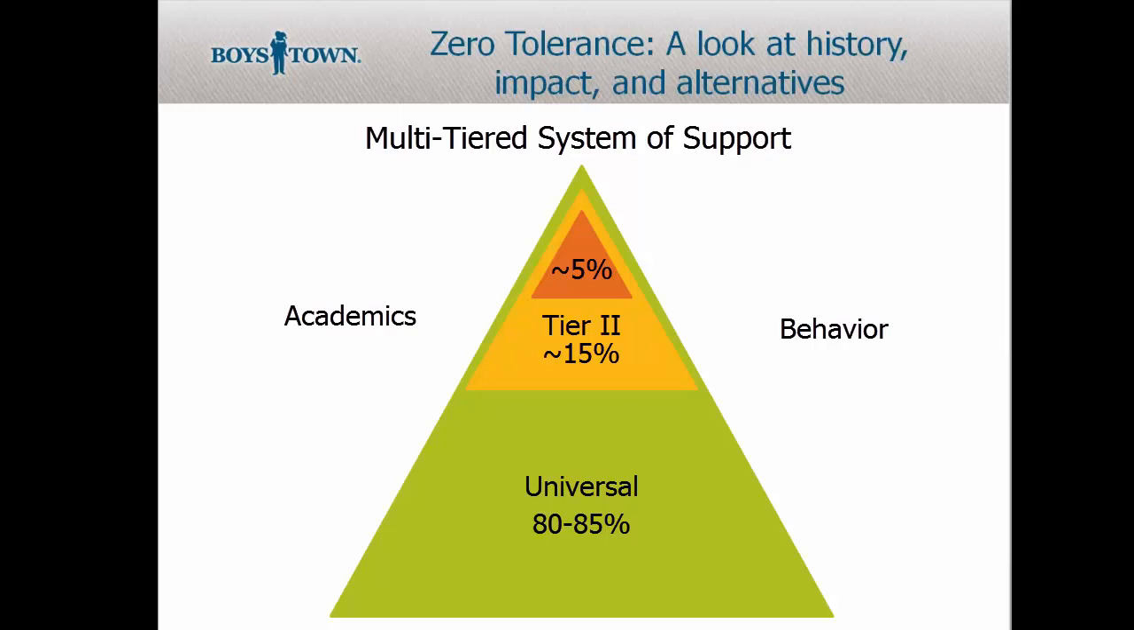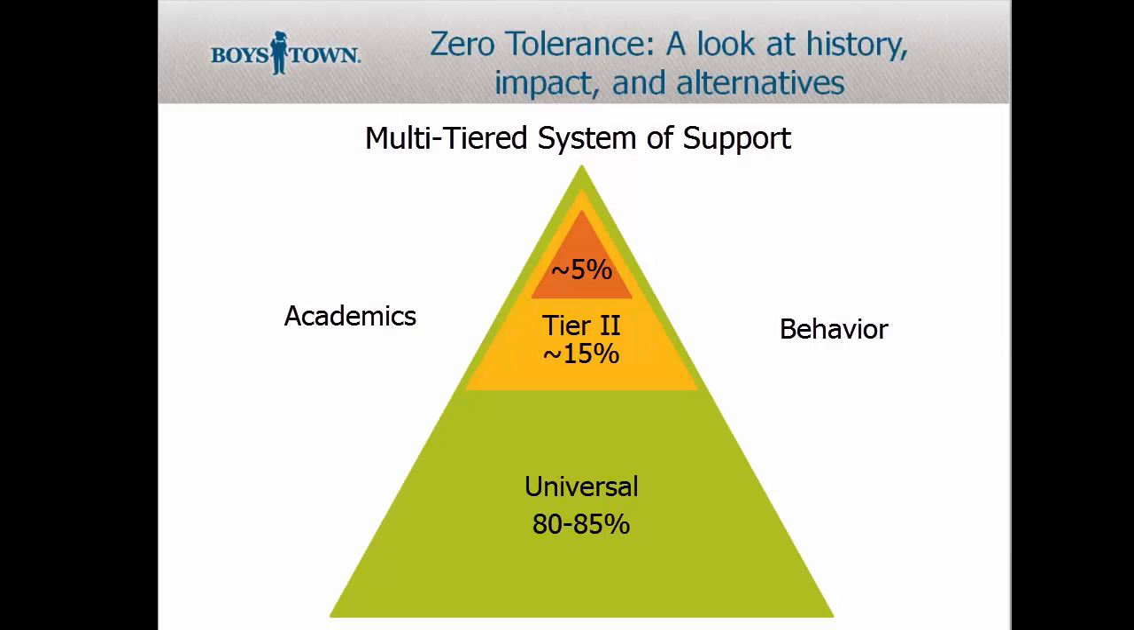There will be about 15% of our kiddos behaviorally that need a little extra help. This would be something like small group social skills, or maybe it would be anger management or conflict resolution, or even a positive alternative to suspension, a small group to help intervene in the behavioral challenges that students might have. And again, about 15% of our kids are going to need these interventions.